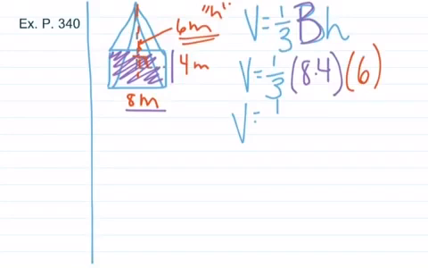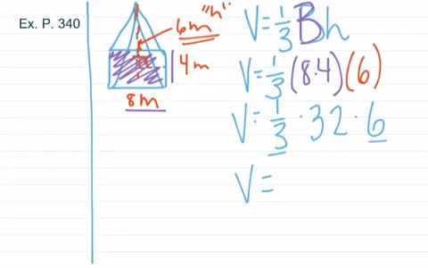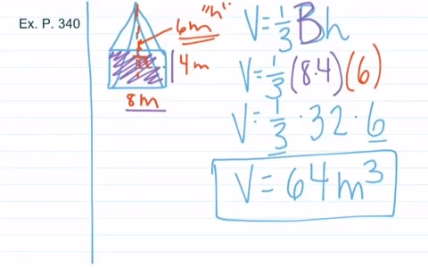So now I just need to evaluate 1/3, 8 times 4, 32, times 6. Volume equals, I'm going to do 1/3 of 6 first, is 2, and then 2 times 32 is 64 meters cubed. Again, volume is measured in meters cubed. Okay, so formula, work, answer, all three.